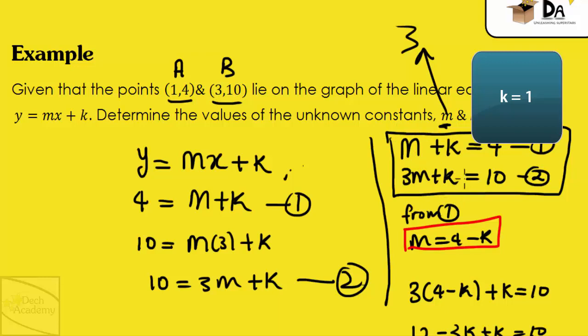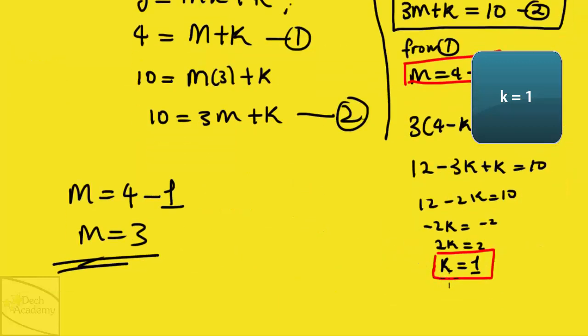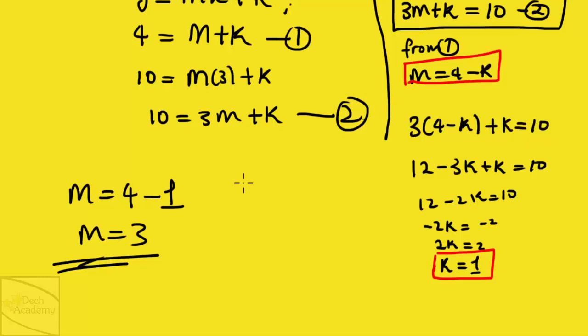This is basically a simultaneous equation problem, and you can solve such problems either by using the method of substitution or the method of elimination. I used the method of substitution, and I got a value for k as 1 and a value of m as 3. And that's all. So just to repeat, when a point lies on the plot of an equation, its coordinates must satisfy that equation.